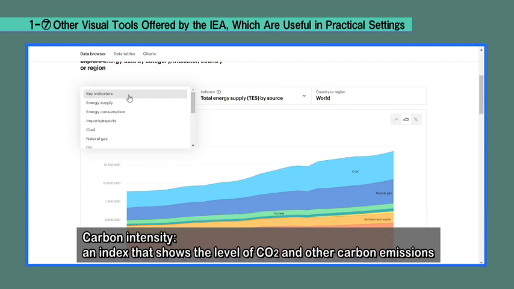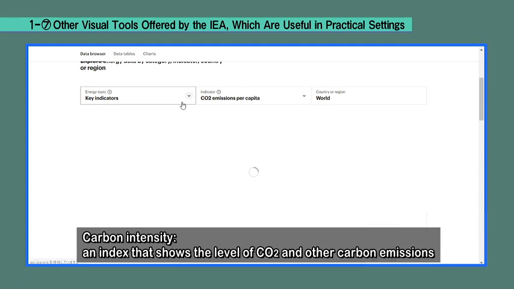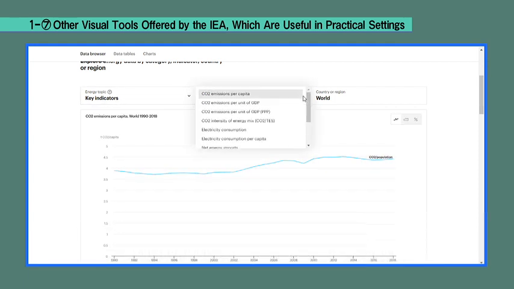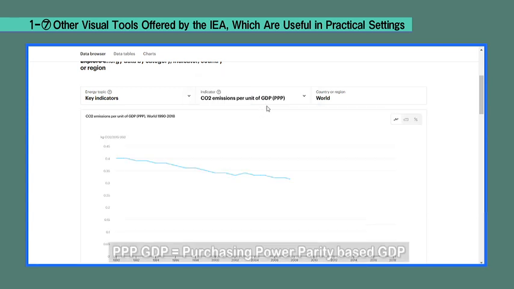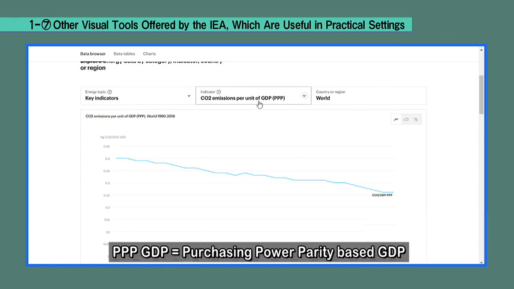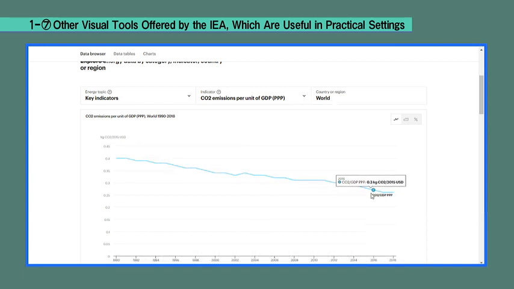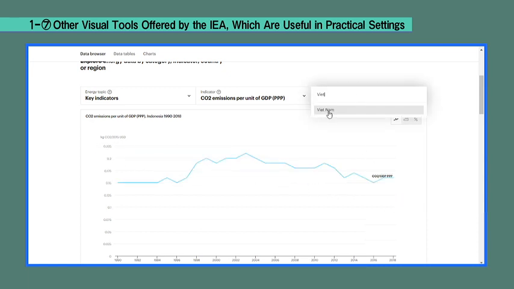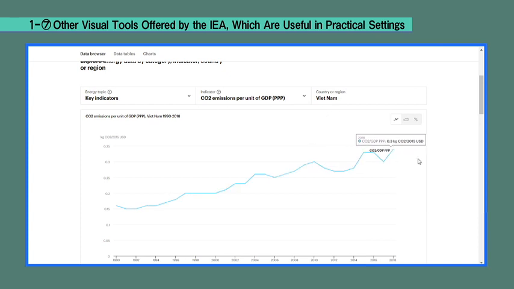Next, we'll take a look at where to find information on carbon intensity. First, select key indicators in the energy topic. Then, in the middle, select CO2 emissions per unit of GDP, PPP. This is the global trend that shows that CO2 emissions per GDP in the world is decreasing. But if you look at Vietnam, CO2 emissions per GDP is steadily increasing over the years.